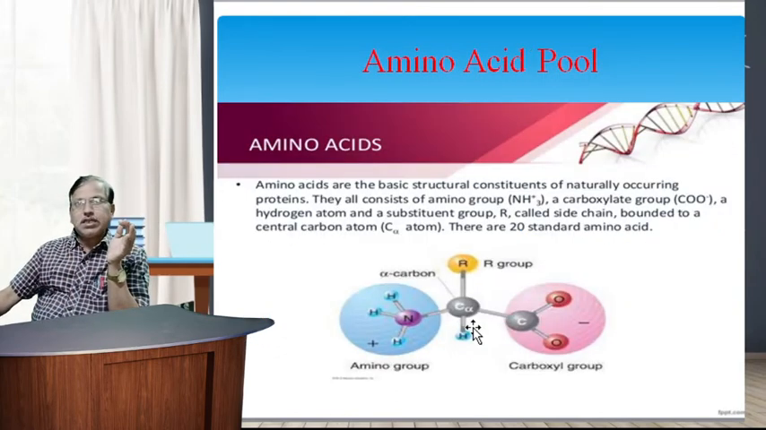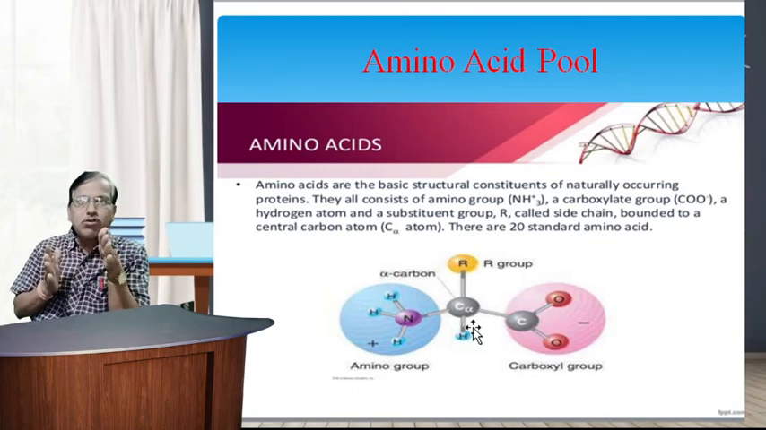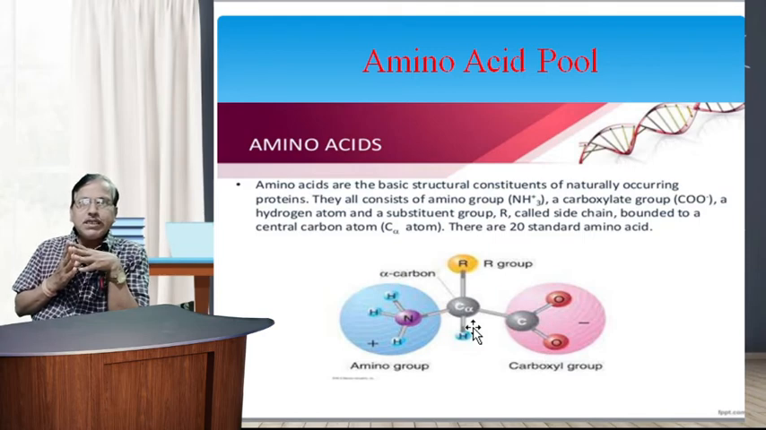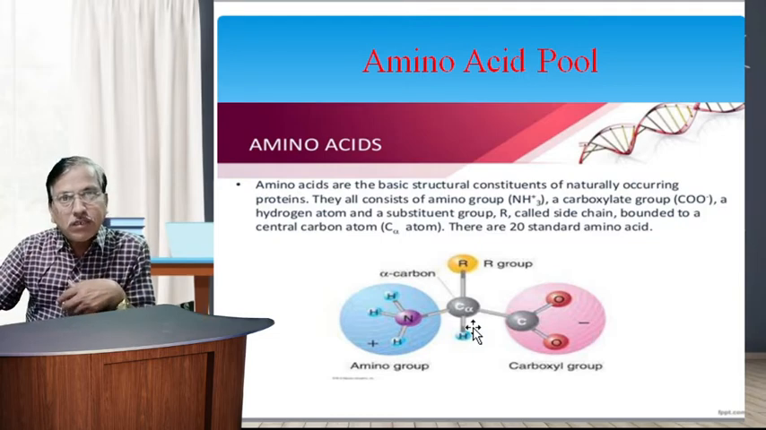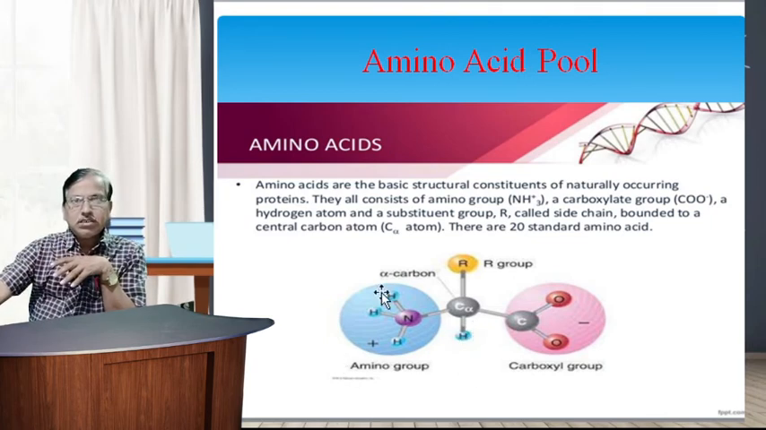The next topic is the amino acid pool. Amino acids are the basic structural constituents of naturally occurring proteins. They all consist of an amino group NH3+, a carboxylate group COO-, a hydrogen atom, and a substituent group called a side chain, bonded to a central carbon atom, that is the alpha carbon atom. There are 20 standard amino acids, shown as structural formulas.